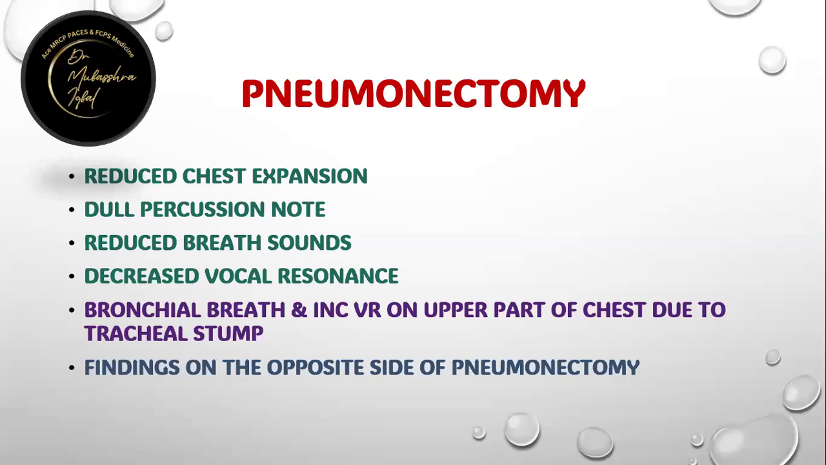So the examiners will be impressed that this candidate has not only concluded that the case is pneumonectomy, but has also concluded the cause of the pneumonectomy in his 4, 5, or 6 minutes of examination. So always, the findings on the opposite side of the pneumonectomy or lobectomy can give you the cause or etiology of the underlying pneumonectomy or lobectomy.